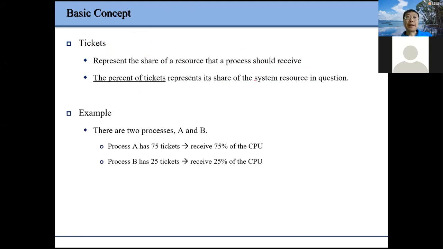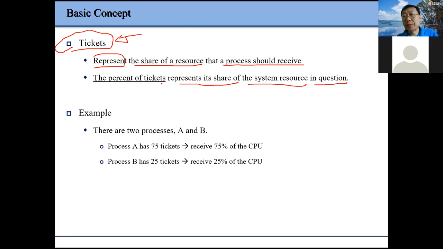Now, how to do it? This algorithm is very simple. It comes from one paper in the beginning. They call it a ticket. Basically, we can represent the share of the resource that a process should receive. We call it a ticket. The percent of tickets represents its share of the system resource in question.